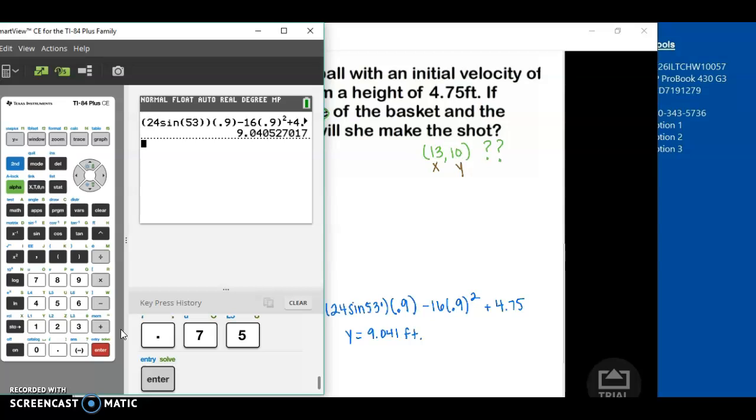So that's saying when she shoots the ball from 13 feet that the ball's only going to go up to a height of 9.041. Well, the basket was at 10 feet. So she is not going to reach the basket. So Kaylee will not make the shot.